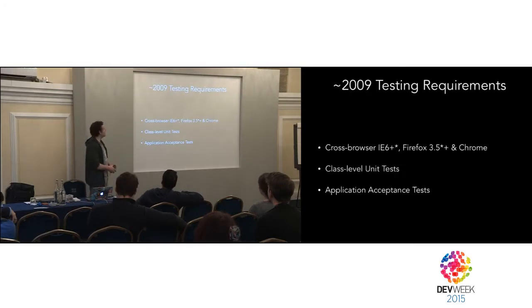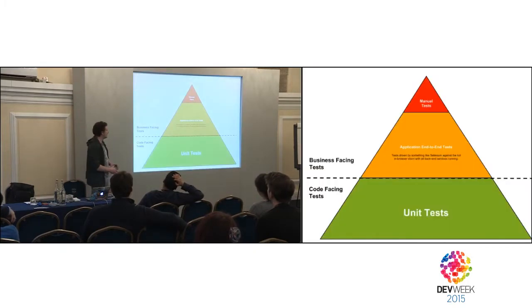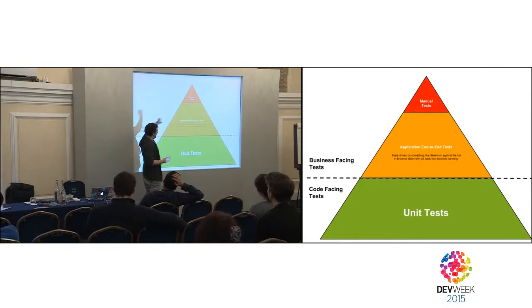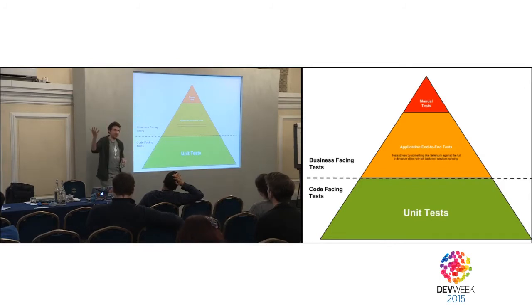So in 2009, there were a bunch of requirements. Like IE6 had to be supported, Firefox, Chrome. There were lots of class-level unit tests, so the code you've seen already is class-based in JavaScript. And there were a whole bunch of application acceptance tests. The testing triangle that everyone should have looked something like this: loads of unit tests, application end-to-end tests, so Selenium-driven tests where the full backend services were running, the browser was running, and we were performing assertions. And then we did have manual tests through testing plans.